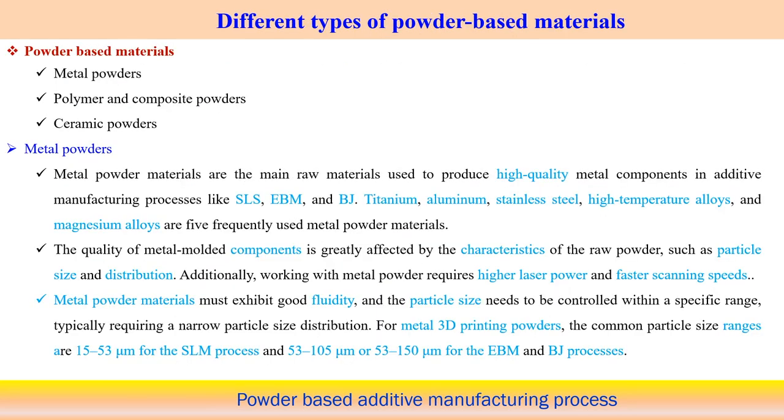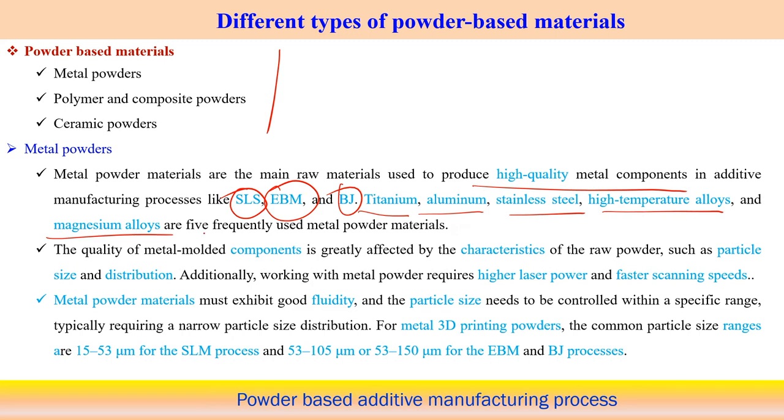Now, for powder based materials, we can use metallic powders, polymer and composite powders, and ceramic powders. All options are there in powder based additive manufacturing processes. The metallic powder is basically the raw material for high quality metal components you can utilize in additive manufacturing. For example, this metallic powder is applicable in selective laser sintering, electron beam melting, and binder jetting operations. Titanium, aluminium, stainless steel, high temperature alloy, and magnesium alloy can be handled using metallic powder components.